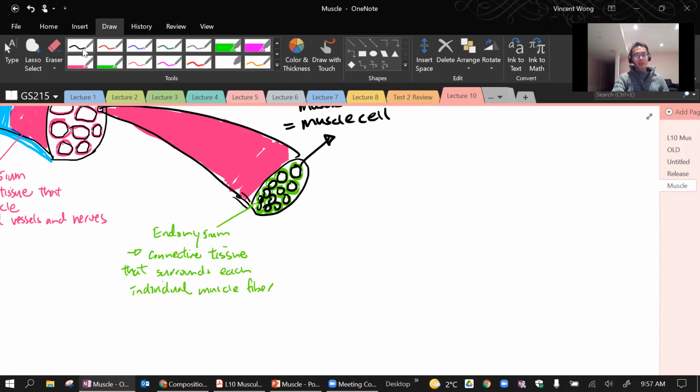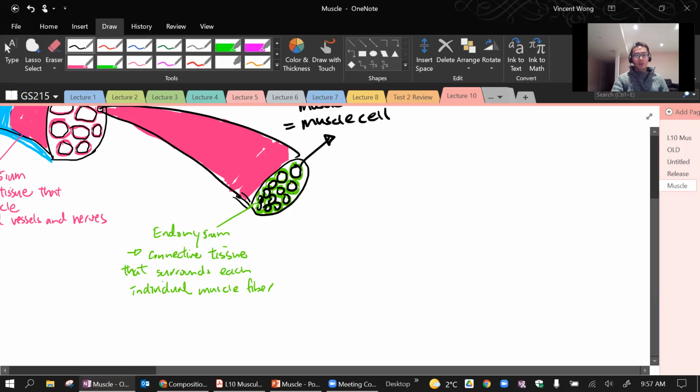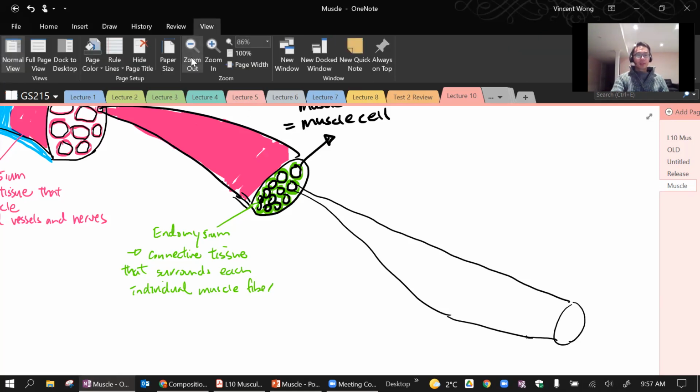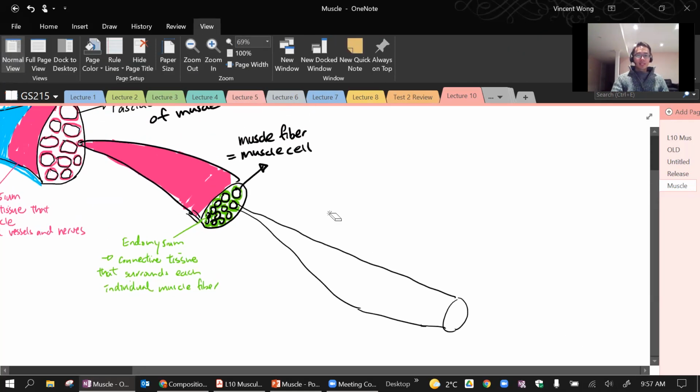And I promise we're just going to do this one more time. We're going to pull this out one last time. Actually, maybe not, we have to pull it one more time after this. There we go. So what is this? This is a muscle cell, a muscle fiber.